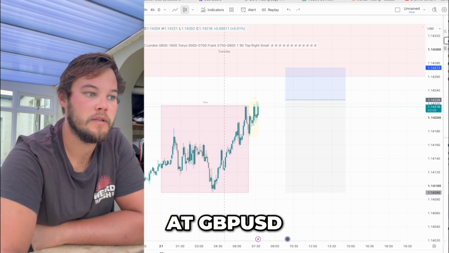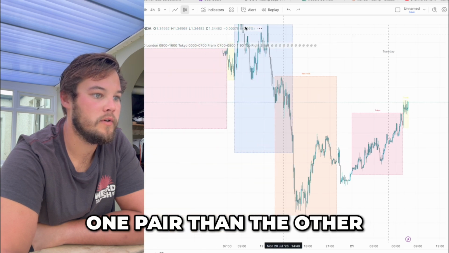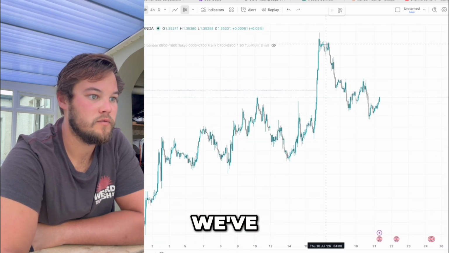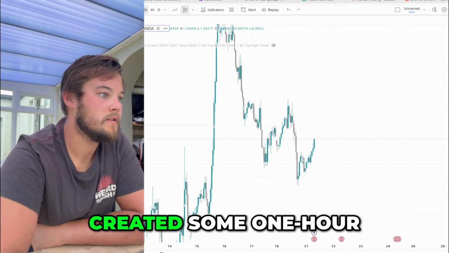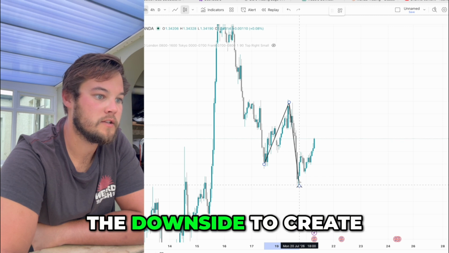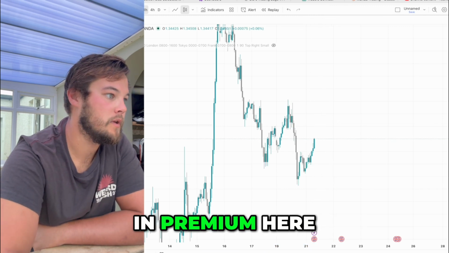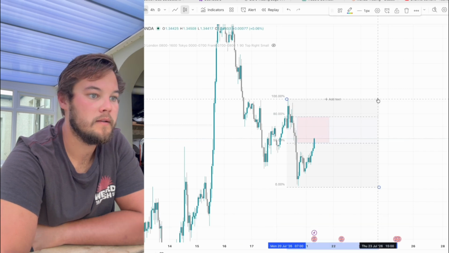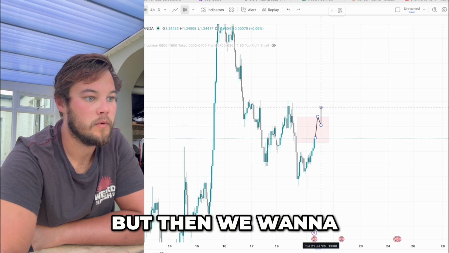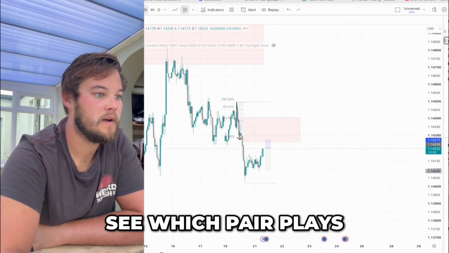Let's have a look at GBP USD, because sometimes you'll have a nicer setup on one pair than the other. Look at the 1 hour. This line here is old highs. We've took those highs, pushed down, created some 1 hour structure here, created a high, broke structure to the downside to create a low. In theory, we can look for a short in premium here. We've already come into the premium. Price may actually come all the way up to the extreme here, but then we want to see the entry model and a continuation. We'll see which pair plays out nice.